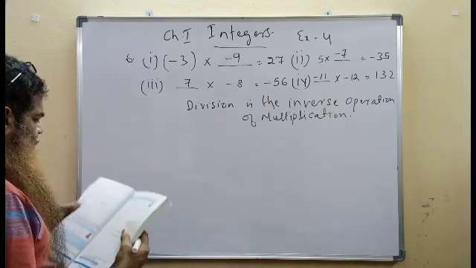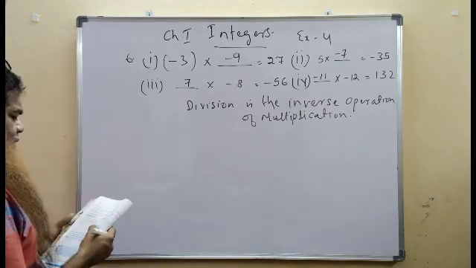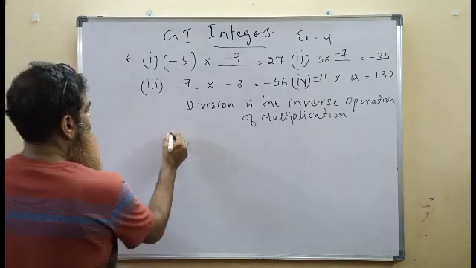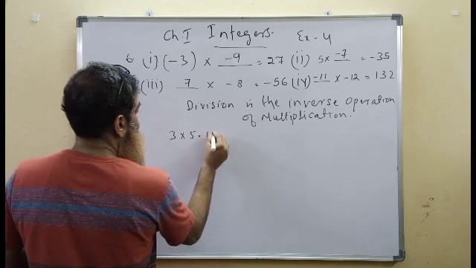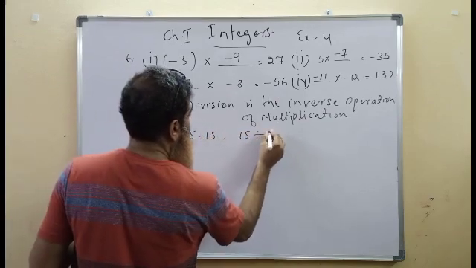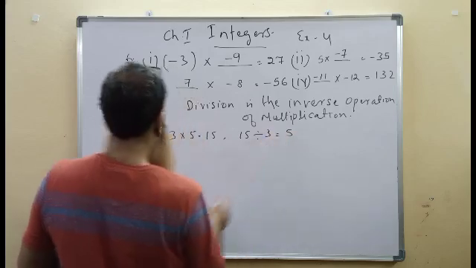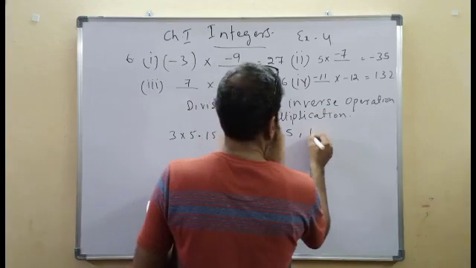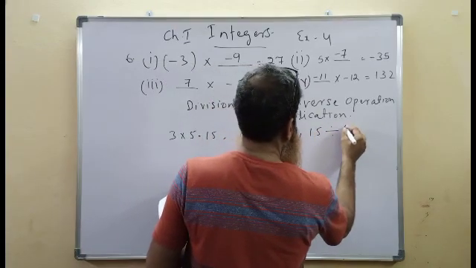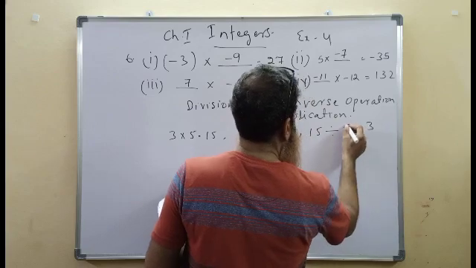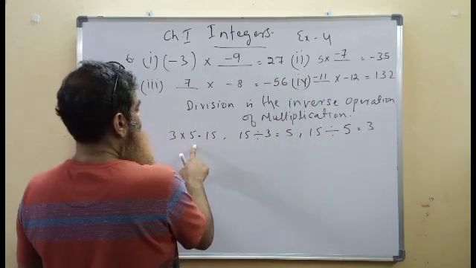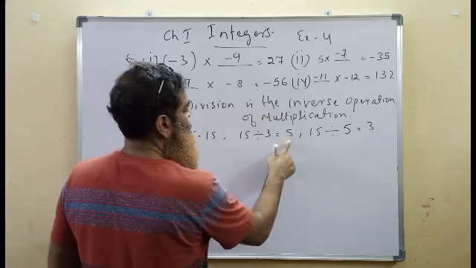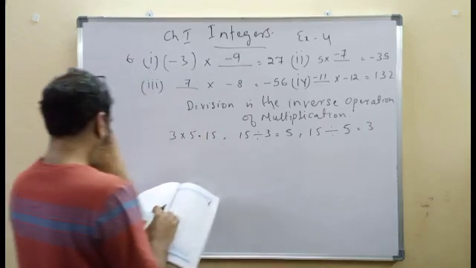Turning to page number 12, we know that 3 multiplied by 5 is 15. Therefore, 15 divided by 5 is equal to 3. 3 multiplied by 5 is equal to 15, and 15 divided by 3 is equal to 5. With the three numbers involved, we get the same result. No new number comes out. 3 multiplied by 5 or 5 multiplied by 3 is equal to 15. 15 divided by 3 is equal to 5. 15 divided by 5 is equal to 3.